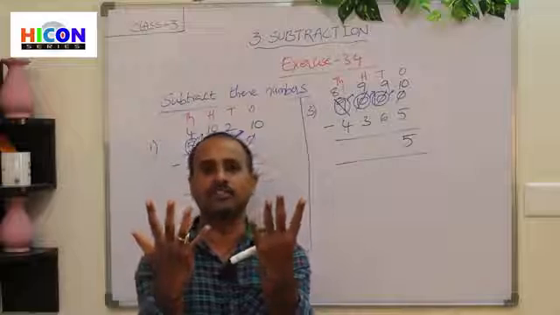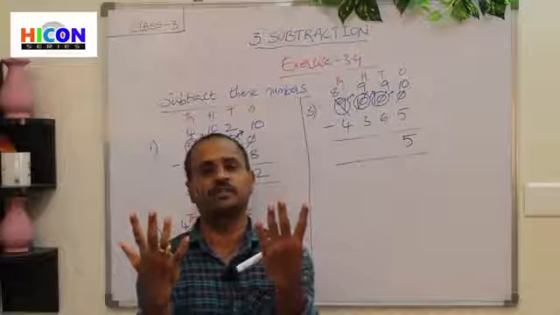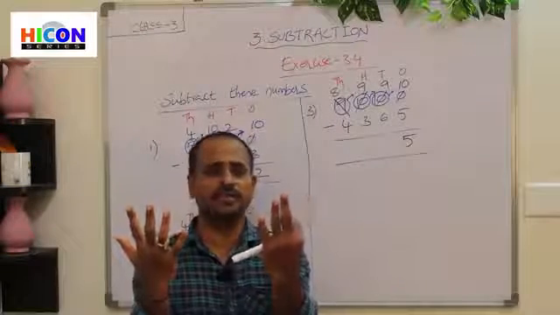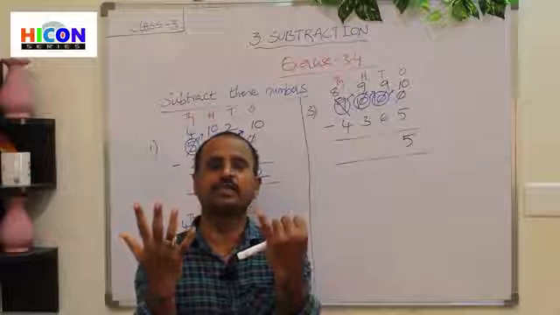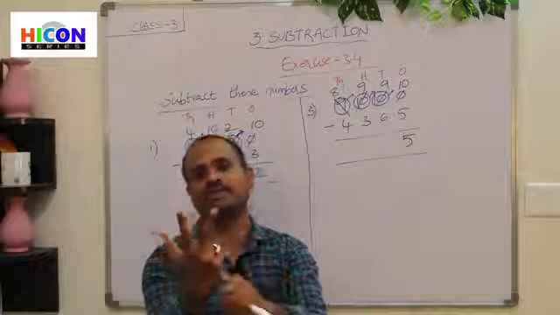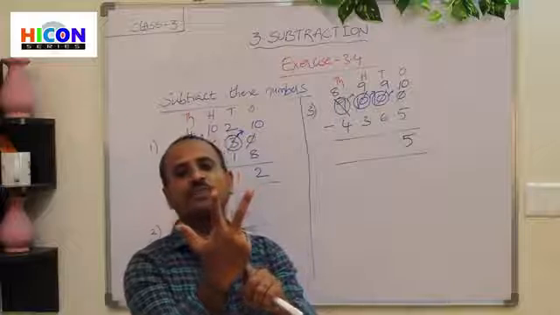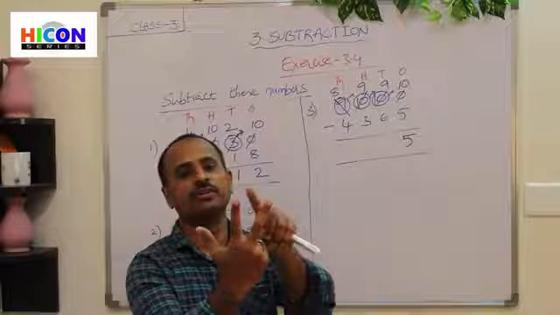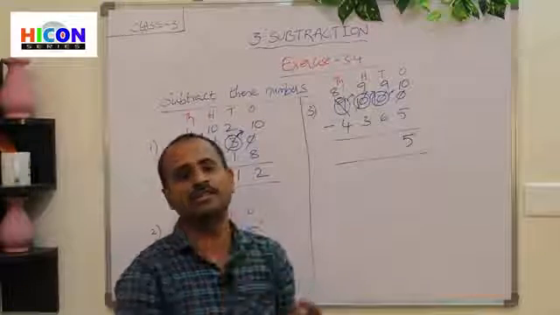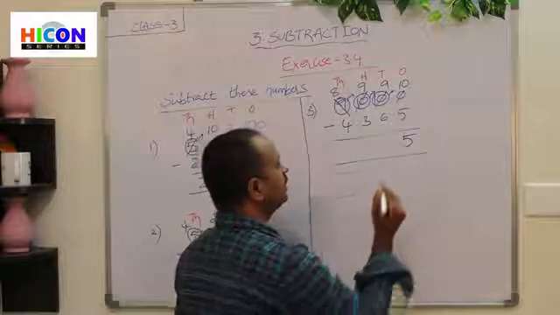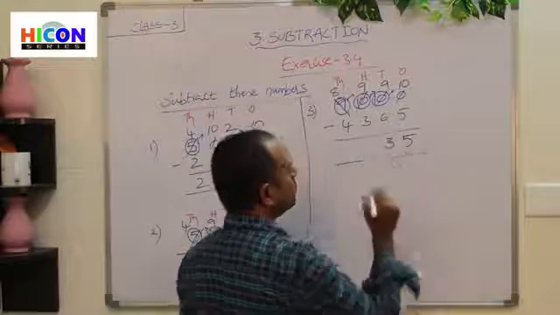So close 6 fingers among these 9 fingers. 1, 2, 3, 4, 5, 6. Now children, how many fingers are remaining? There are 1, 2, 3. There are 3 fingers remaining. So write 3 under the tens place.